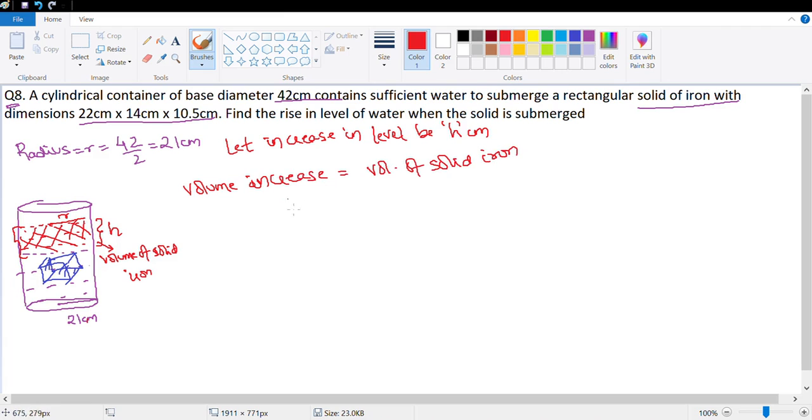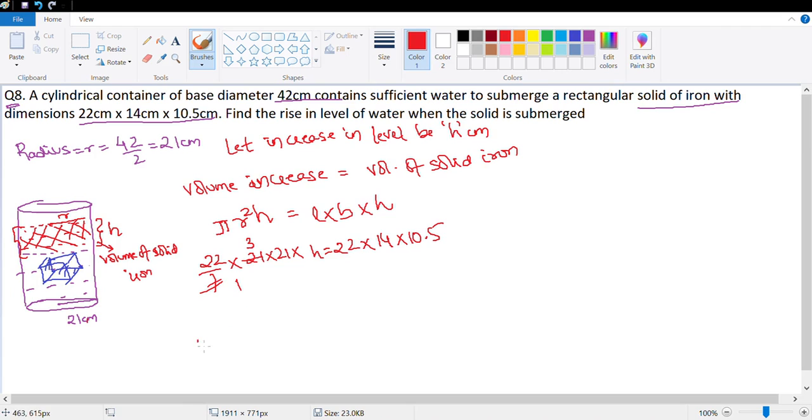The volume increase is pi r square h, where h is what we need to calculate, and the volume of solid iron can be given by length into breadth into height. Let's substitute values. So that's 22 by 7 into r, which is 21, into h, which is what we need to calculate, is equal to 22 multiplied with 14 multiplied with 10.5. Therefore, h would be equal to 22 into 14 into 10.5 divided by 22 into 3 into 21.